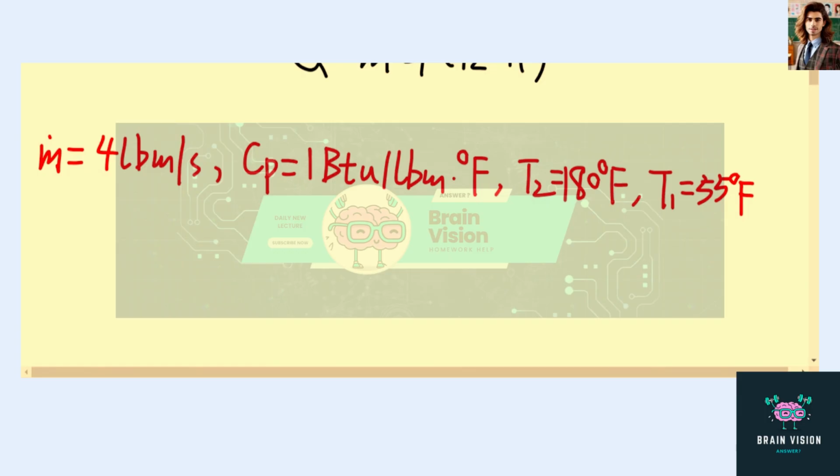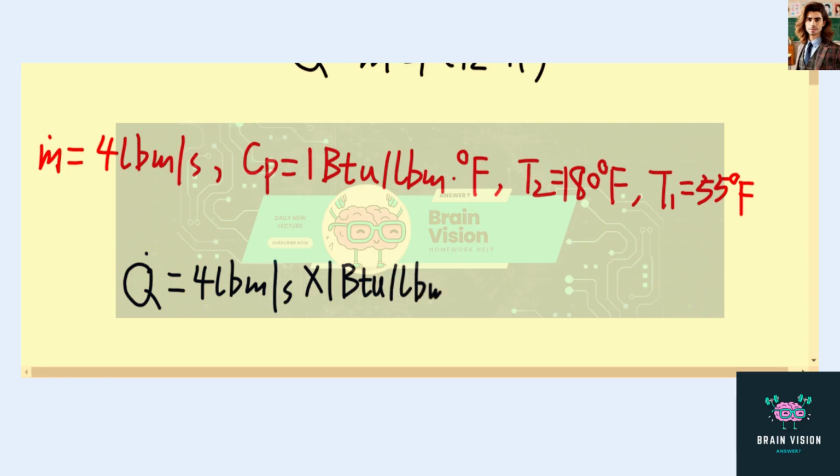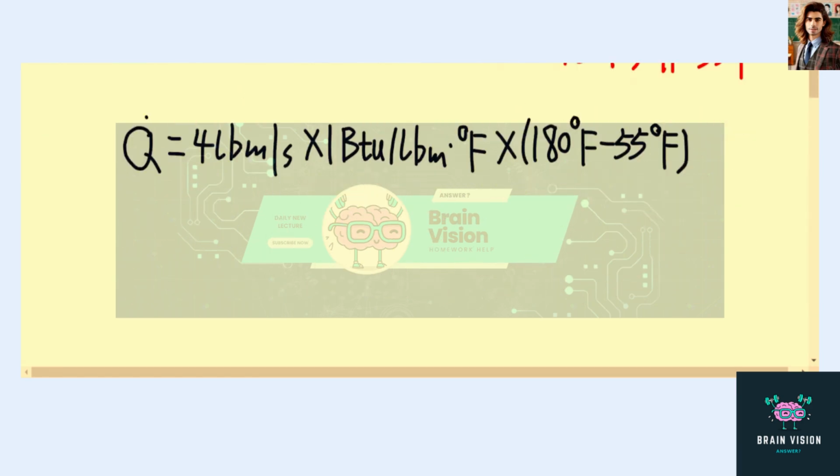So now let's plug back into the equation to determine the rate of heat transfer out of the water, which is equal to 4 pounds mass per second, and then times 1 British thermal unit per pound mass times degree Fahrenheit, and then times (180 degrees Fahrenheit minus 55 degrees Fahrenheit). And this will give us the rate of heat transfer out of the water is about 500 British thermal units per second.